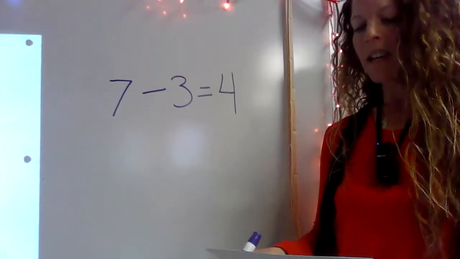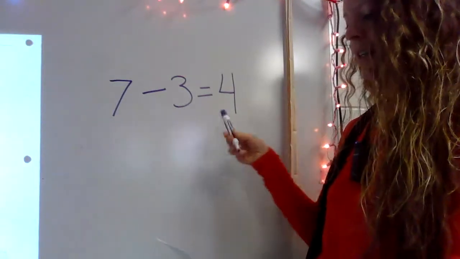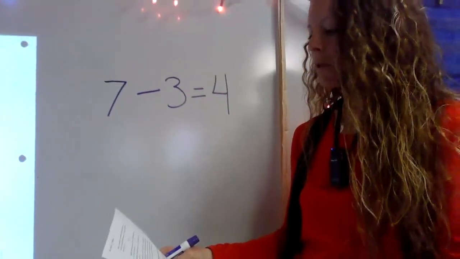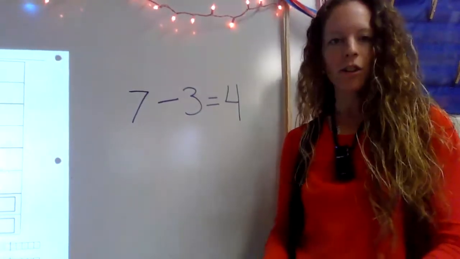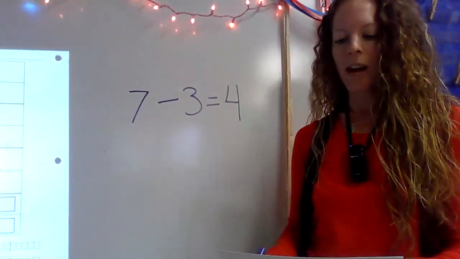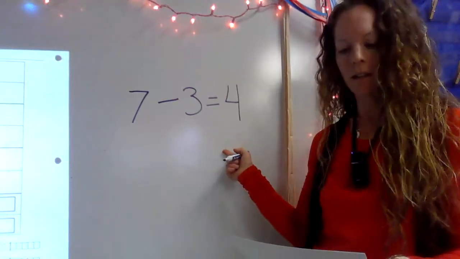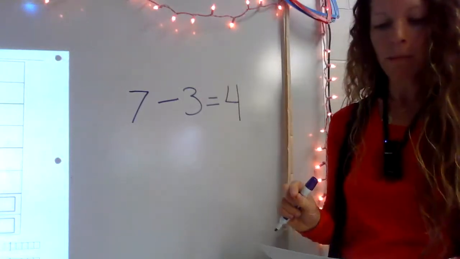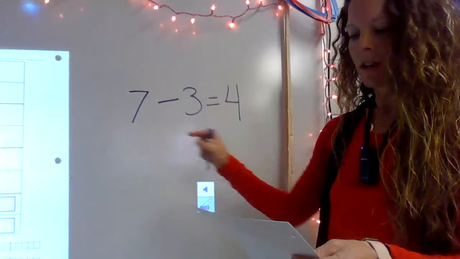You might be thinking, I thought that was supposed to be 7 take away 3 makes 4. I don't get it. Well, it's a little confusing, but the game we're going to play today will help you understand that subtraction can help us find out how many are left if we take some away, but it can also help us find the difference between two numbers.